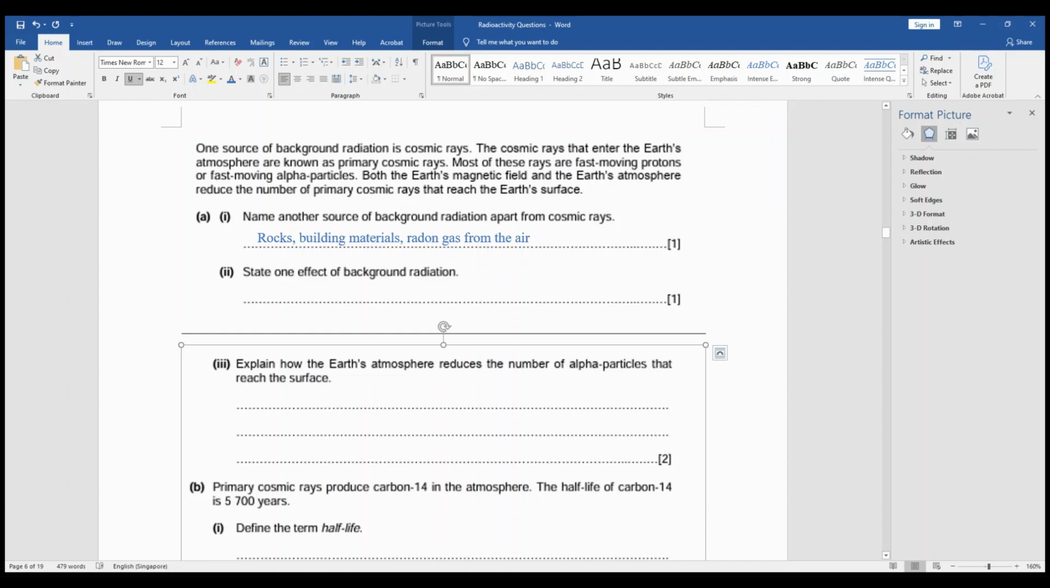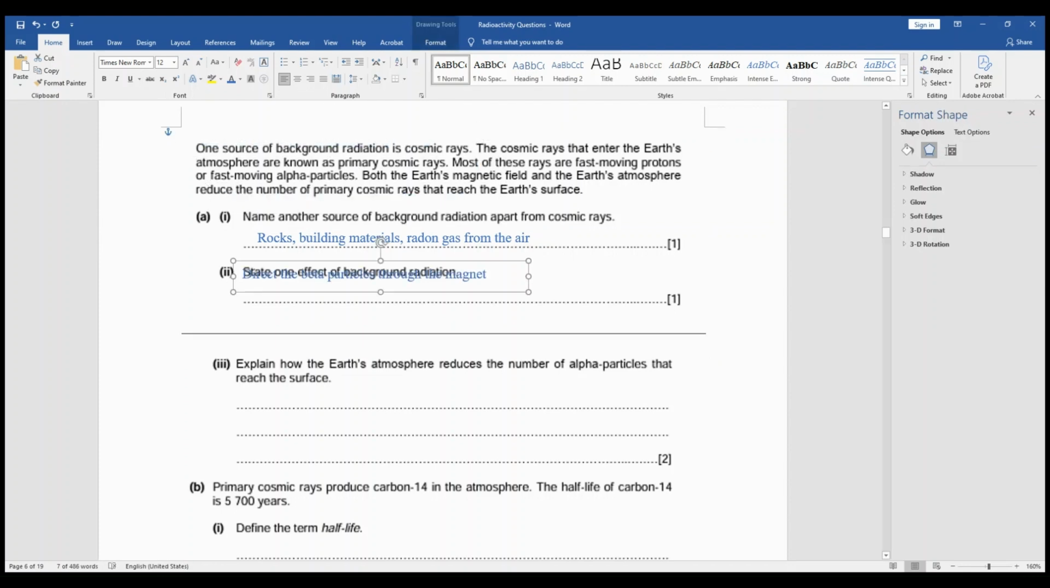Next, state one effect of background radiation. Cancer, ionization. A lot of answers. Ionization or affect count rate of GM tube. Of course, you can also say it causes cancer, but again, that's a bit hard to prove at this kind of low level. Yeah, affect count rate of GM tube. That's good enough. This I give two already. They only ask for one.